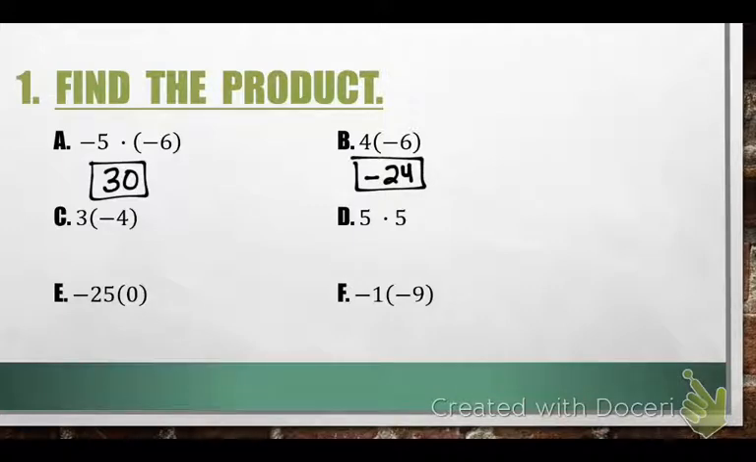Let's go on to the next one. William, 3 times -4. How many negative numbers do I have? 1. There is 1. So will my answer be negative or positive? It will be negative. And what's 3 times 4? 12. So it's -12. Excellent work.